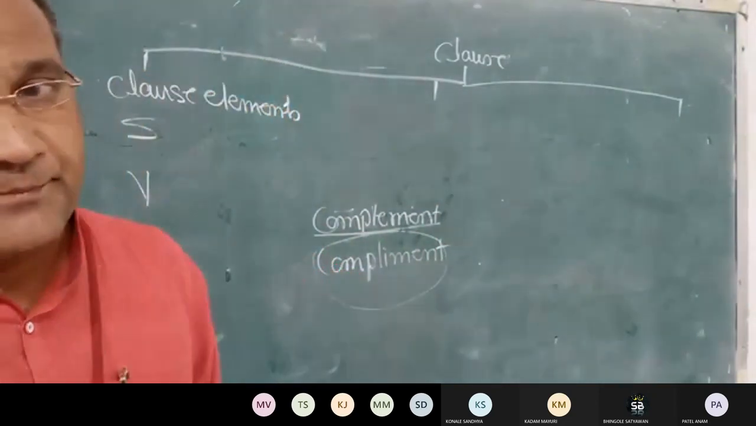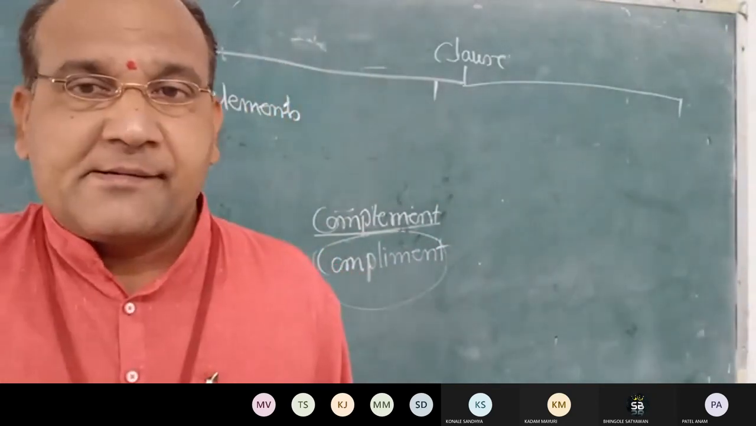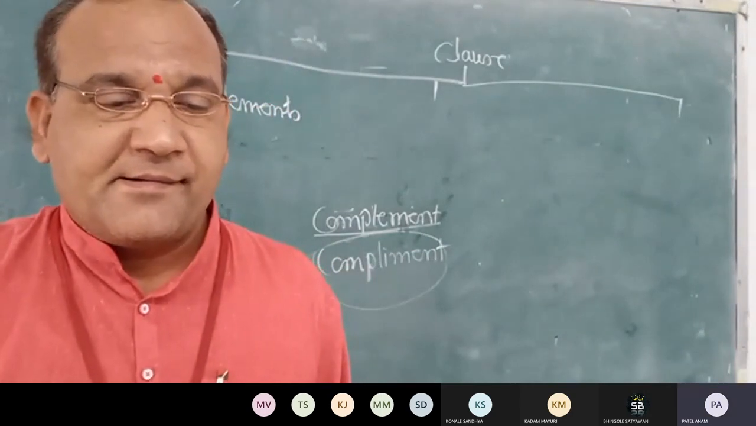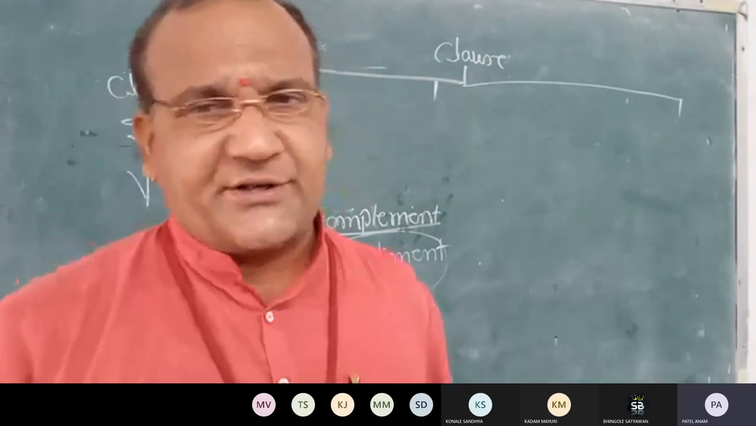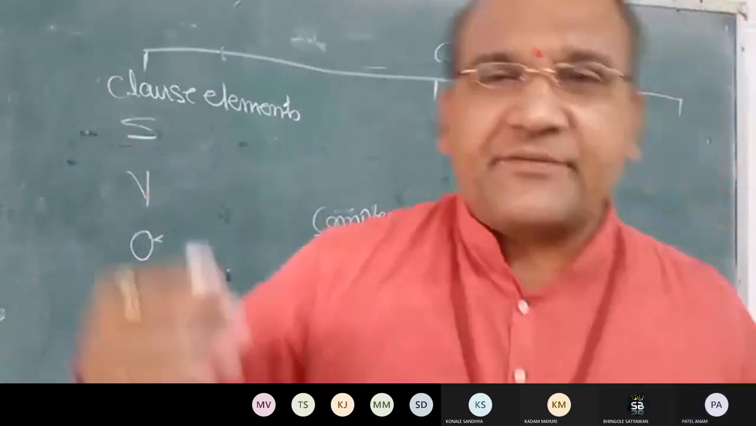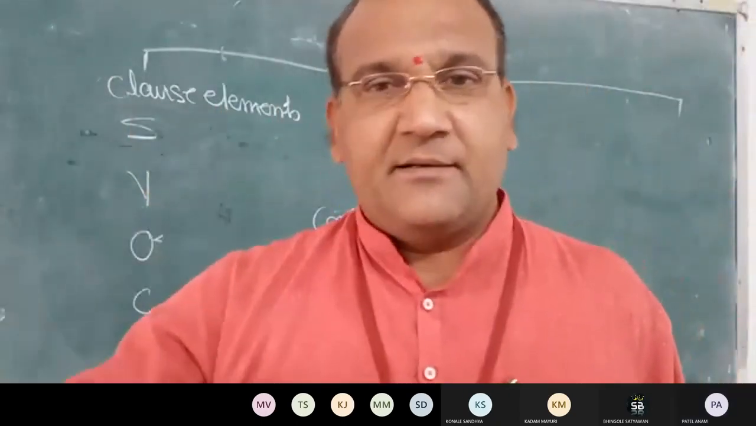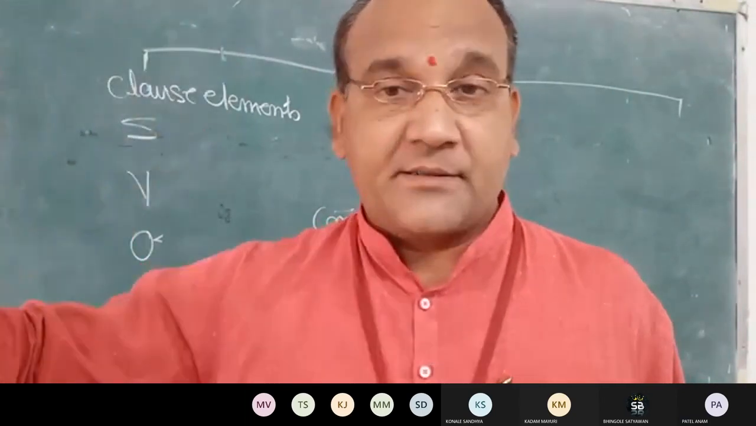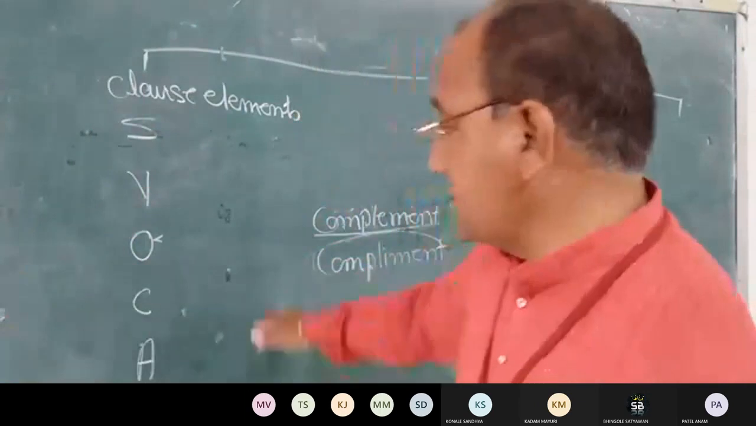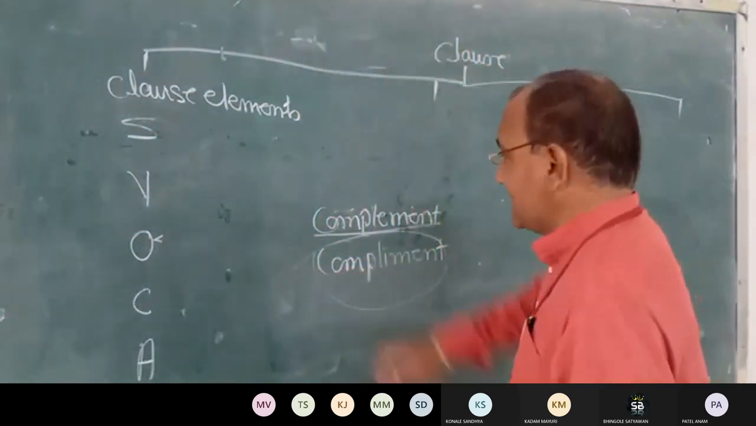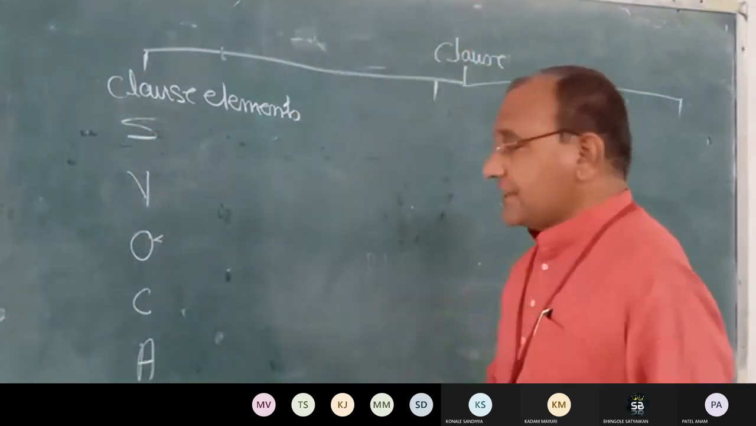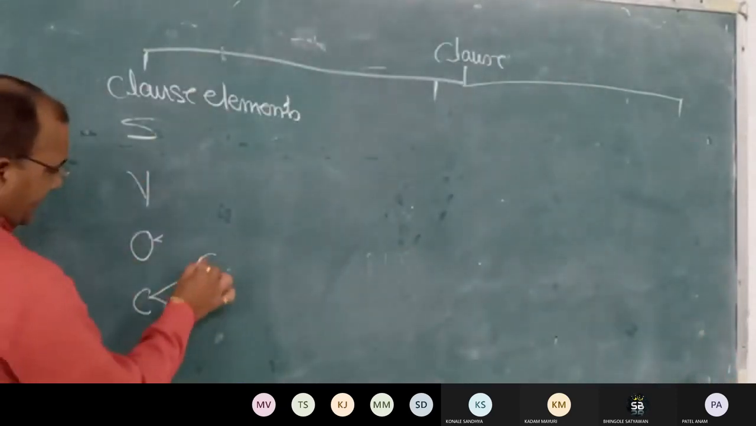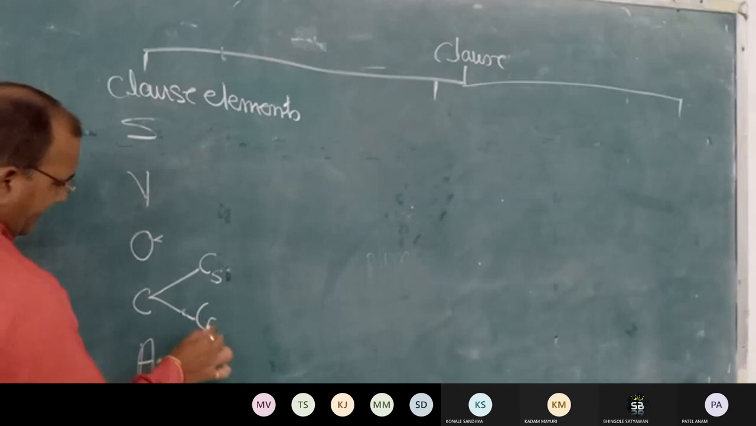Any idea? Complimenting someone or wishing something, a sort of a wish. Say when we gift someone something, there is a card we put on that, and on that it is written with best compliments. Right? That is this one. So as I said, complement is such a unit which relates itself either to subject or to object. So there would be complement to subject and complement to object.